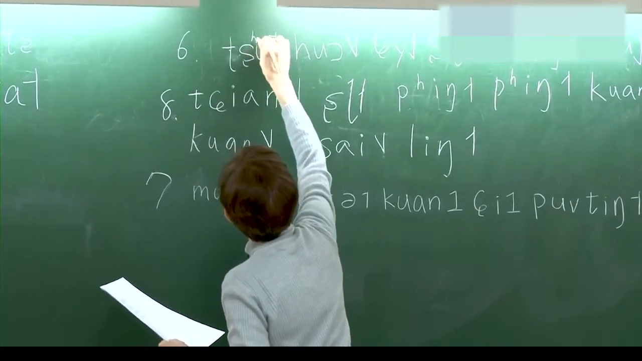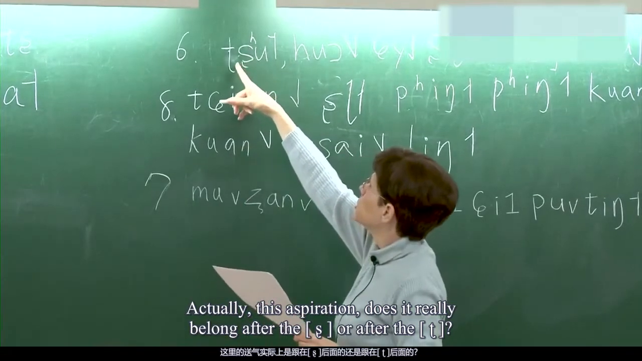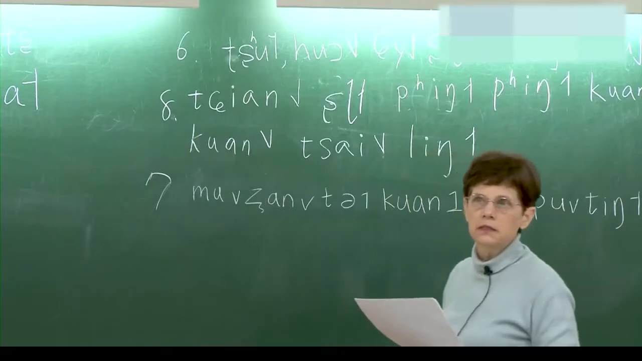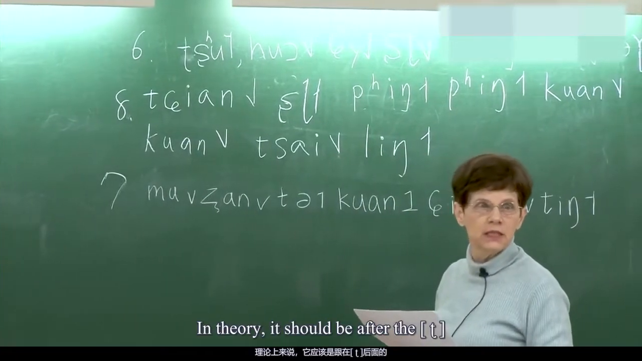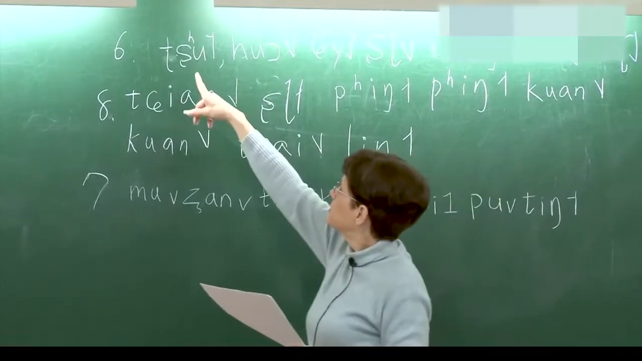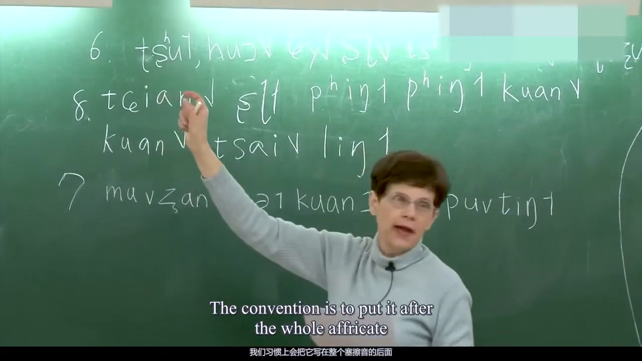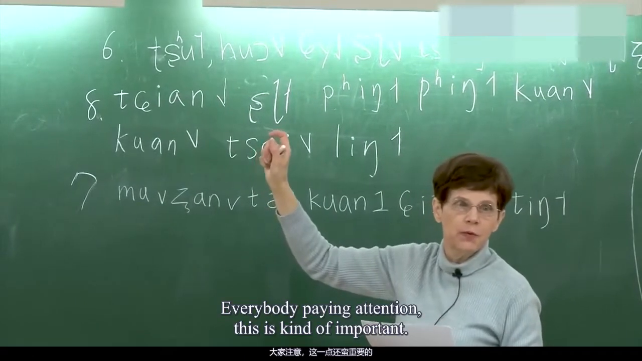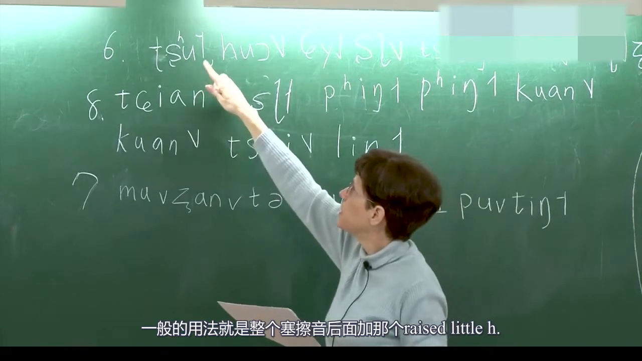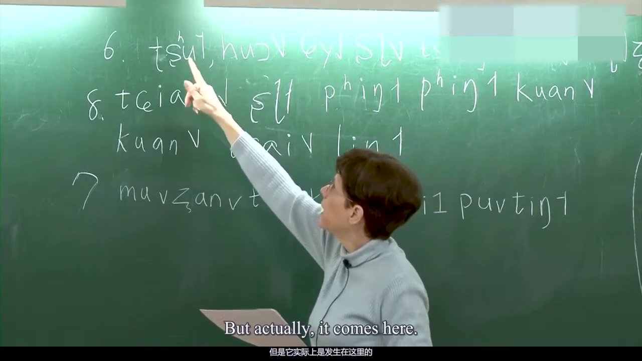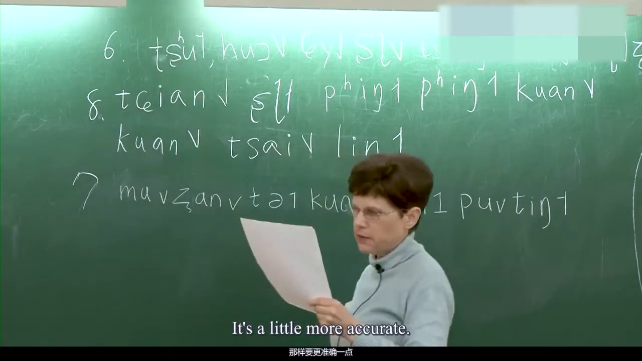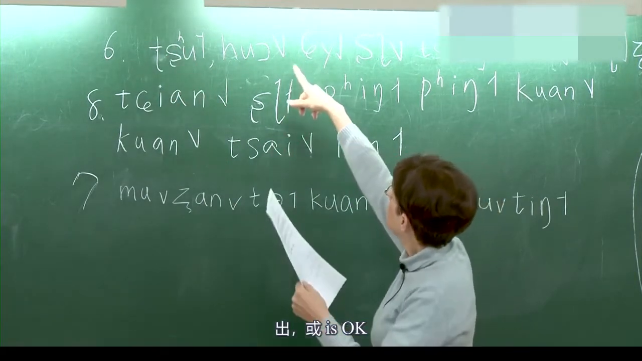Chu. Actually, this aspiration, does it really belong after the sh or after the t? In theory, it should be after the t, because that's where the release of the stop comes. The convention is to put it after the whole affricate. Everybody paying attention? This is kind of important. 一般的用法就是整个那个色擦音后面加那个 raised little h. But actually it comes here. 有一些系统会把它写在这里. It's a little more accurate. 出, 或 is okay.